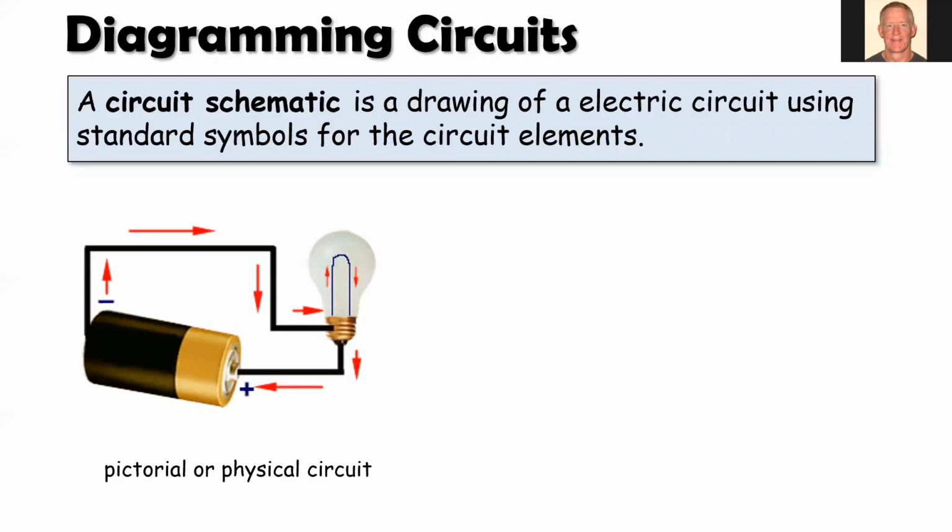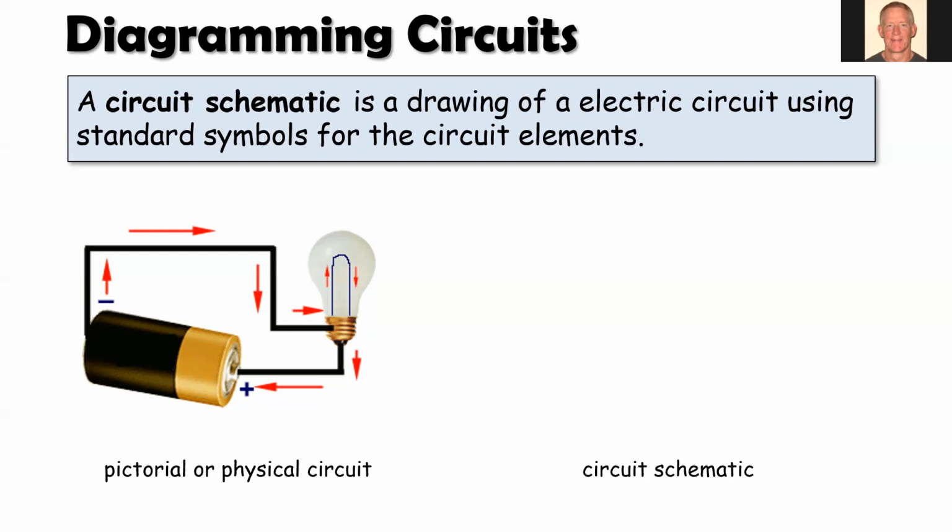So let's talk about a schematic. A circuit schematic is a drawing of an electrical circuit using standard symbols for the circuit elements. So here's a very simple circuit pictured, right? We've got a dry cell battery connected with a couple wires to a light bulb. Now, the way we've drawn it is really a pictorial or physical representation of the circuit. We drew the actual battery, we drew the actual light bulb.